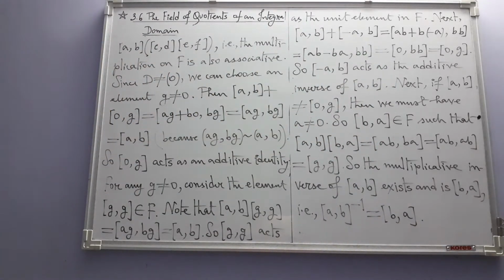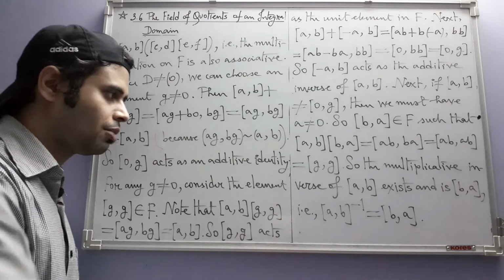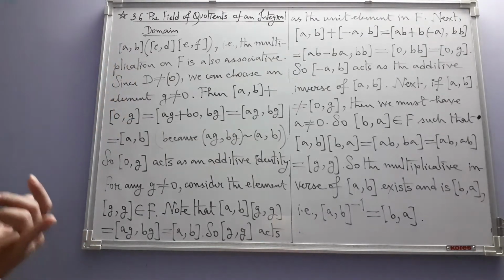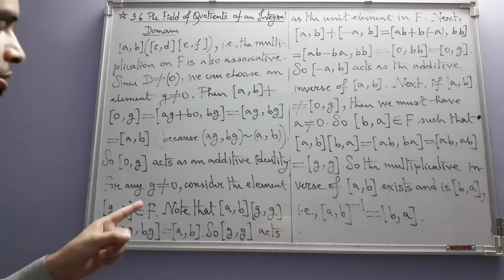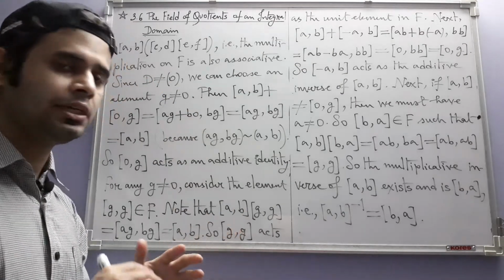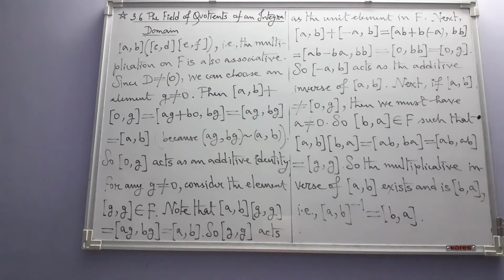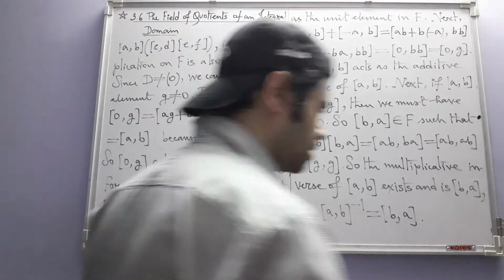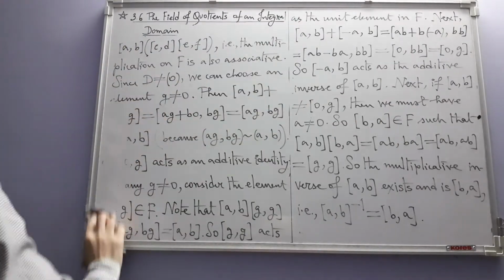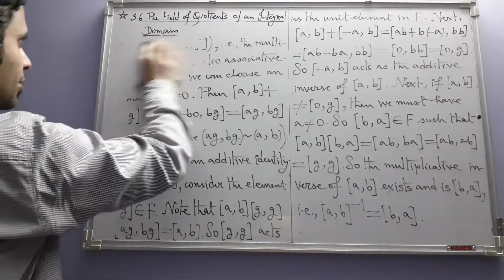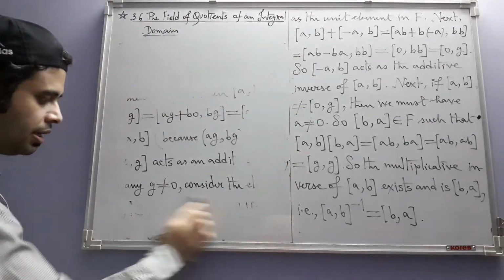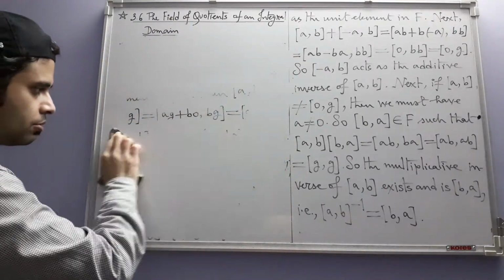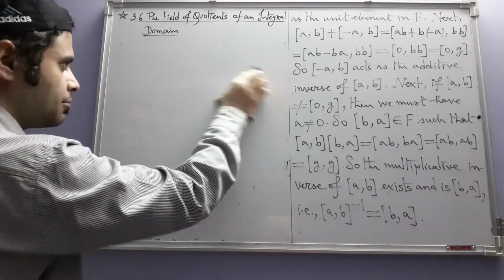So we have shown almost all the things except the distributive law. There are two distributive laws. Because multiplication is commutative, we need to show only one. That will automatically tell us that the other is also true. So let us now go for that. And once we prove that distributive laws are true, F will become a field under these two operations, addition and multiplication.